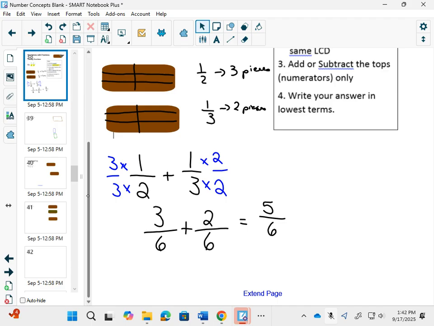Once they're the same size with these 6s, then it's just like the bottom number tells you how big the pieces are. The top number tells you how many you have of that piece. That's what a fraction is talking about. You have the whole is divided into 6 pieces, and you have 3 of them. And you have another 2 pieces, and if the sizes are the same, then it's really easy to see that you have 5 pieces in the end of size 6. That is the concept of adding and subtracting fractions and why we do it. Okay?